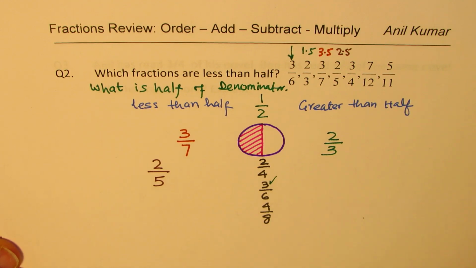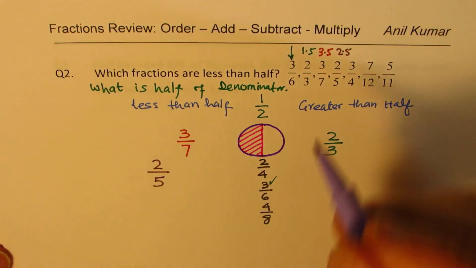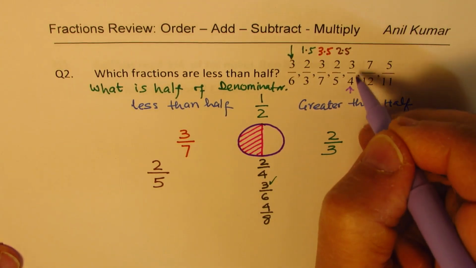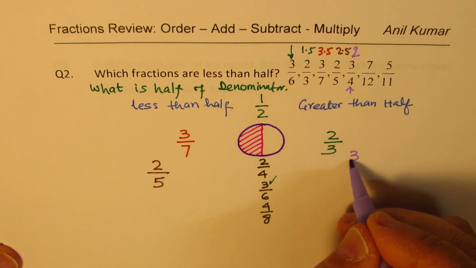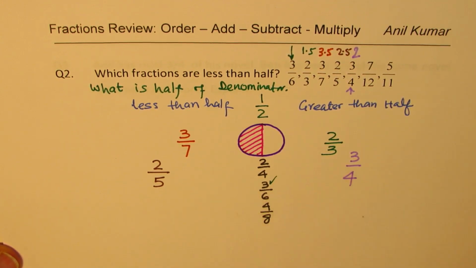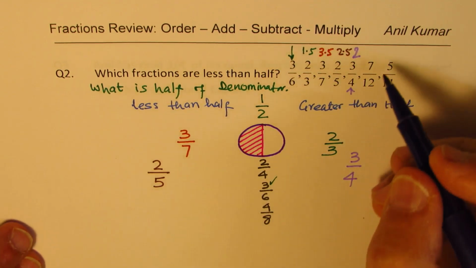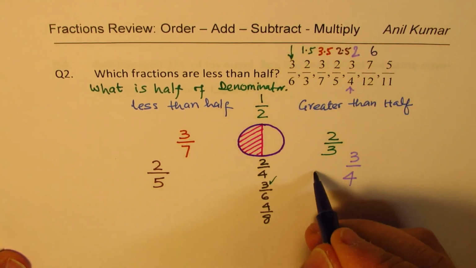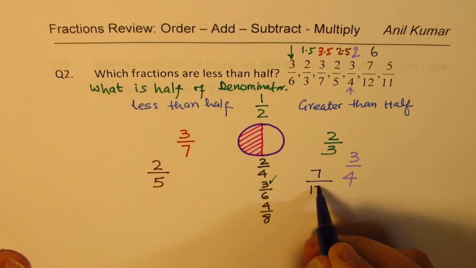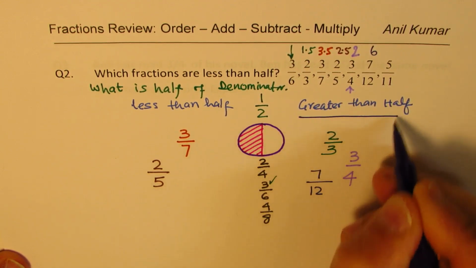Now I hope it is clear. Okay, let's take another one. What is half of 4? Half of 4 is 2. But 3 is greater, so 3 will come here. We get 3 over 4 on the greater side. Clear? One more to go. 7 over 12. What is half of 12? 6, but 7 is greater, so 7 will come here on the greater side. Is that clear?